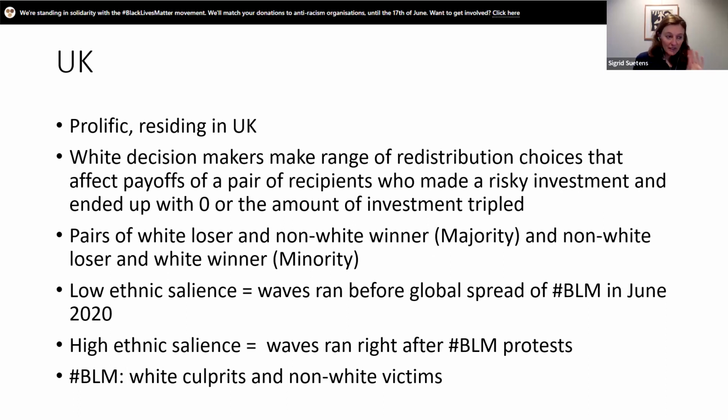Recall also that here, in terms of the valence, this is very different from the first experiment. Here, the whites, so the majority people, are generally seen as the culprits, whereas the minorities are the victims. That's different from the first experiment, where there was an attack on the majority population, from the point of view of the majority decision makers in that experiment.